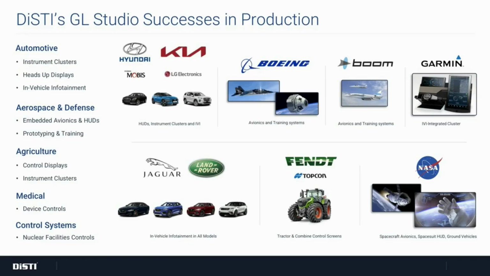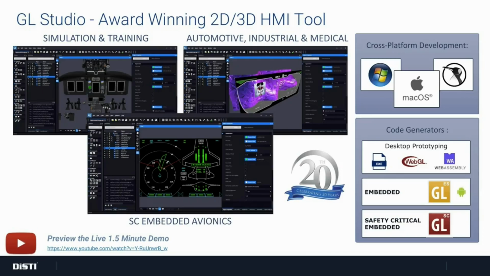So let's go ahead and take a quick look at the technology behind this. So it's the GL Studio HMI tool itself. And GL Studio works exactly the same, independent of which market you end up implementing it in. Could be a simulation and training or rapid prototyping. Could be out into safety critical embedded avionics or other safety critical visual applications, including in automotive, industrial, medical, agricultural.